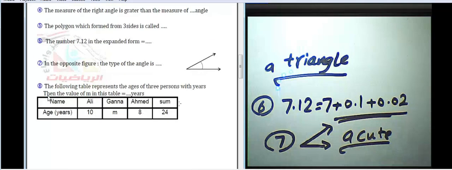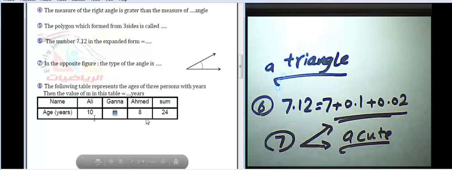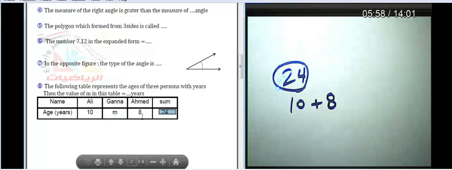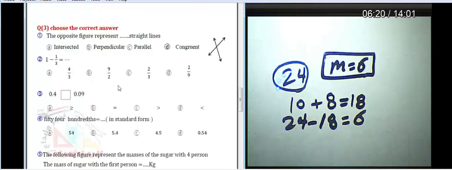Question number 8. The following table represents the ages of 3 persons in years, then the value of m in the table equals. To find the value of m, we must add 10 plus 8 and subtract the result from the total number here, 24. 24 subtract the sum of them. 10 plus 8 equals 18. 24 subtract 18 equals 6. So m equals 6.